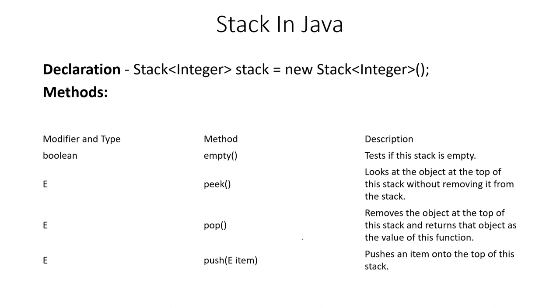And here is how you can call the already built-in stack data structure in Java. You just declare the type of data structure that you want to use, then you give the name, and in Java you have these kinds of methods. The first one is empty. Empty just checks whether the stack is empty or not. Then we have peek. It just looks at the top of our stack without removing the top element. Then we have pop, which removes the top element from our stack and returns the object as the value of this function. Then we have push. Push means that we put our element on the top of our stack.